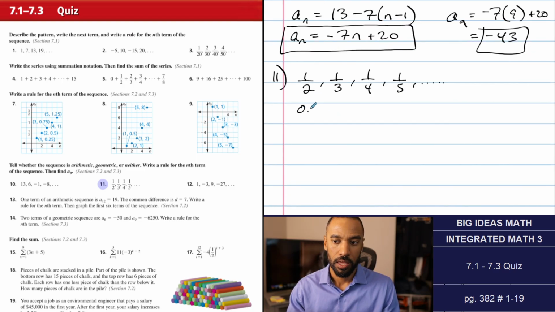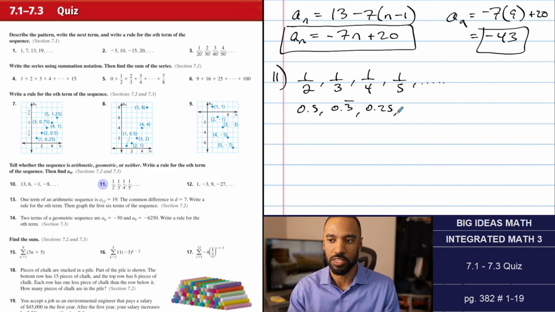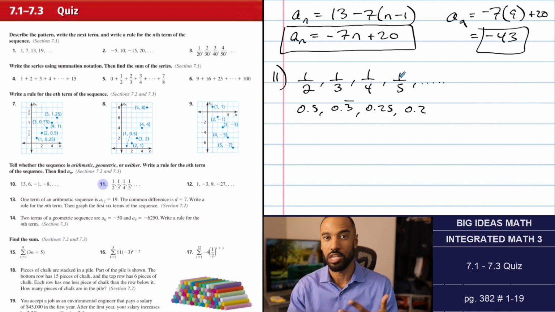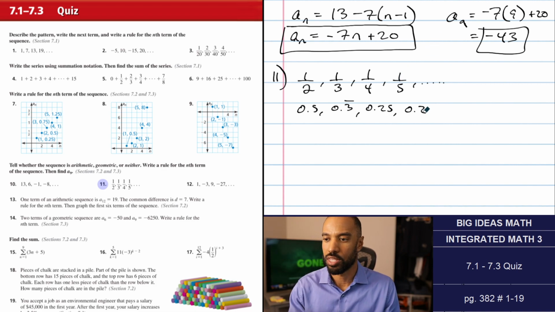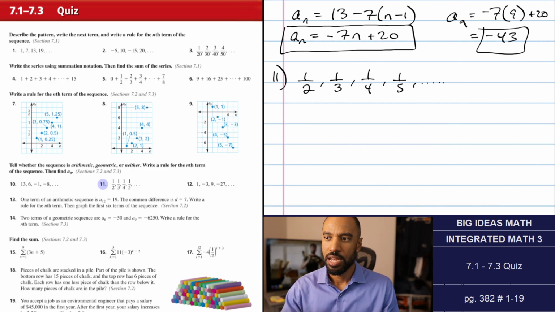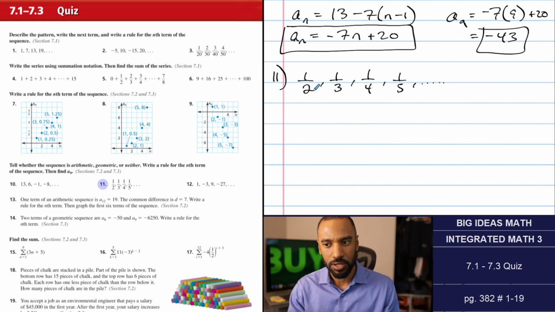To show you, this number is 0.5. This is 0.3 repeating. This is 0.25, and this is 0.2. Clearly not a common difference. We can tell there's shrinkage, but there's also convergence towards 0, but it's lessening as we go. This is a neither case. Now, if they want you to support the neither case, you'd have to show there's no common difference.